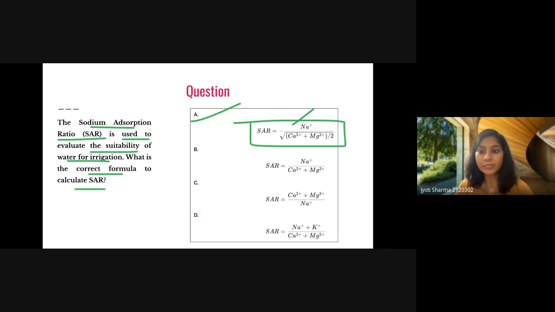Based on that, we will decide whether our water is useful for irrigation or not. Okay, and this is related to the clay. So we have the clay, right? And if we have a higher value of sodium adsorption ratio in the water and then in the soil, then what will happen? The soil will be degraded, because we have a higher SAR.